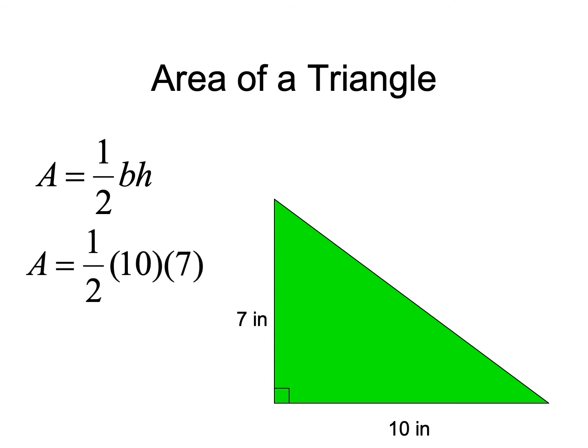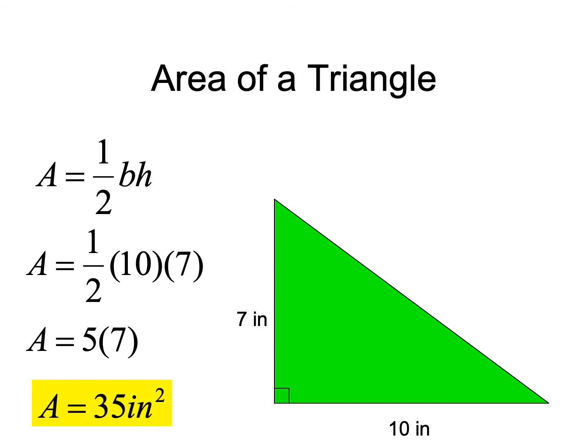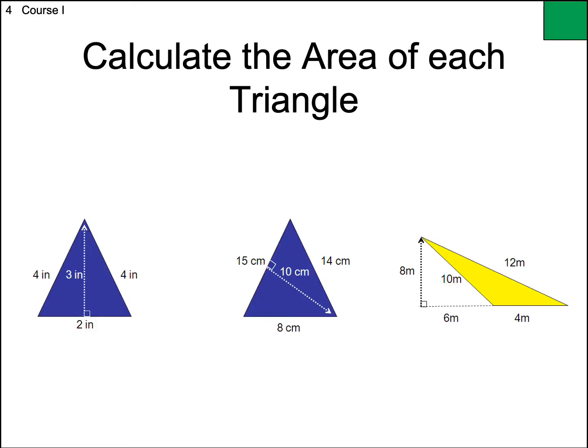Let's see, 1/2 base times height. So 1/2, 10 times 7. Half of 10 is 5. 5 times 7 is 35. So 35 square inches. Okay, or 10 times 7 is 70. Half of 70 is 35. Got it? Okay, so here's what I need you to do.